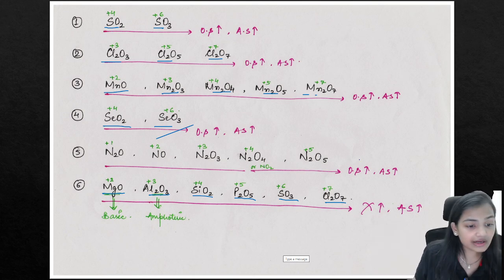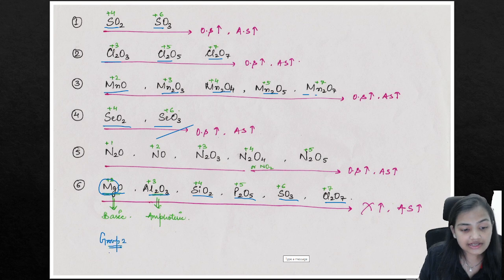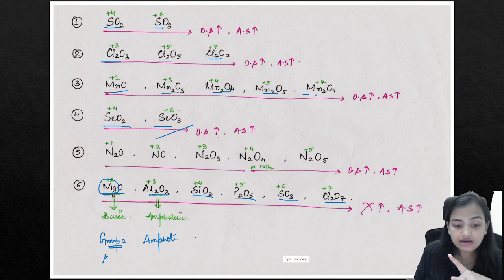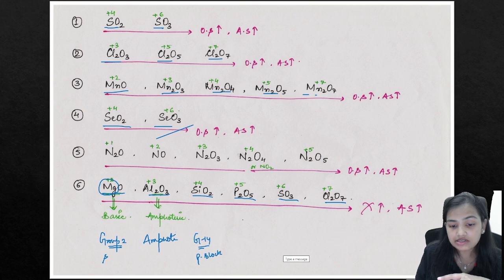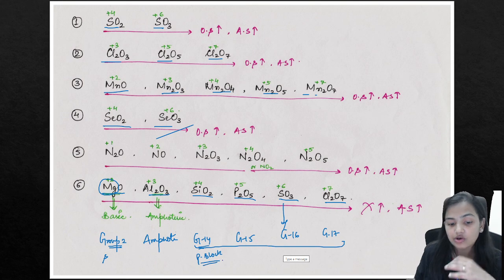Here we will be comparing on the basis of what the elements are. You know that this is magnesium, which belongs to group number 2, an S block element. This is aluminium, which we know is amphoteric. I told you about amphoteric, so please remember the list of amphoteric oxides separately. Silica comes in group number 14, a P block element. This is phosphorus, again in group number 15. This comes in group number 16, and this in group number 17. So ultimately they all are P block elements.